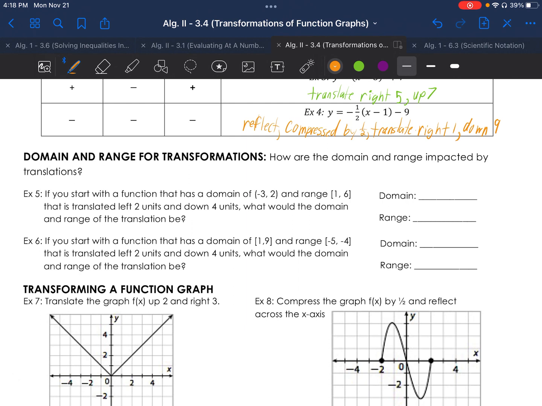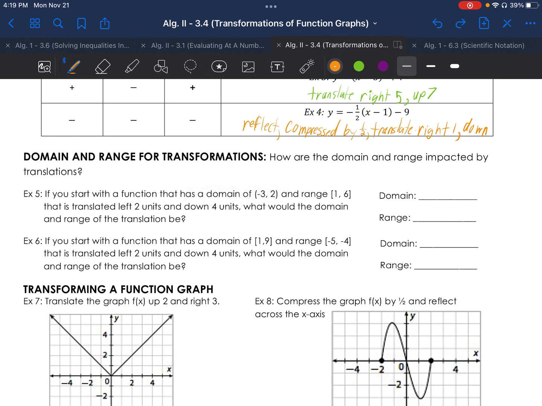So now, domain and range for these. How are these impacted? Well, sometimes they're impacted, sometimes they're not. So on these, we'll notice that they are going to be impacted. So on example 5, start with a function that has a domain of [-3, 2] and the range [1, 6] in brackets, inclusive, and it's translated left 2 units and down 4 units.